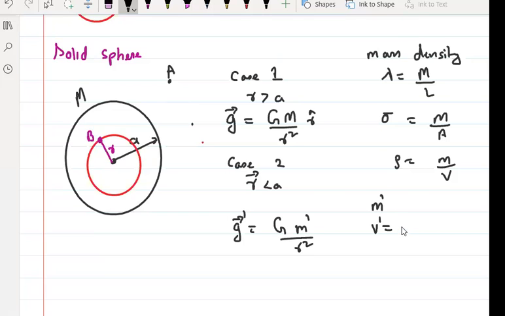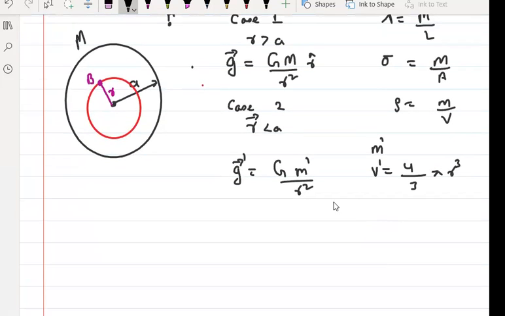Okay, so V dash, yes, very good. It will be 4 by 3 pi r cube. Anyone have any issue in this? Yes, very good. And what is the total volume? Tell me, what is the total volume? 4 by 3 pi a cube. Step by step. Anyone have any issue till this point?